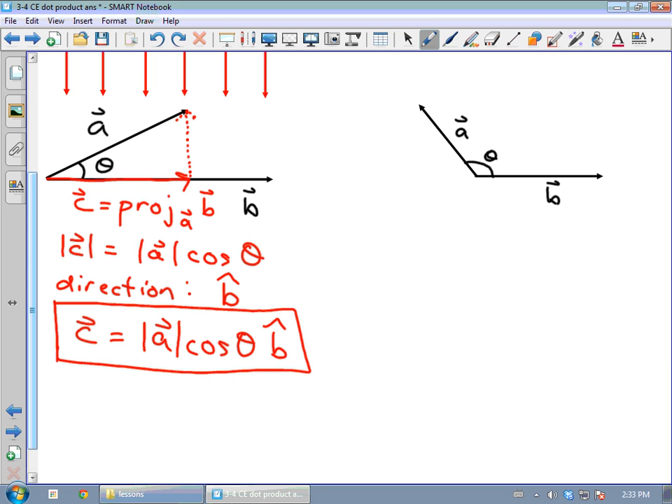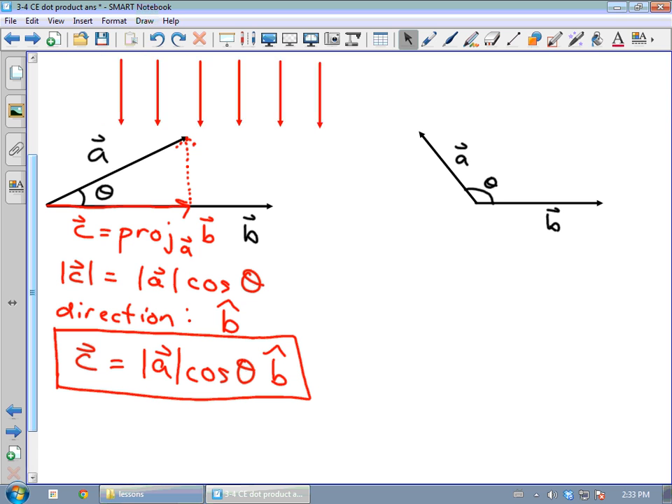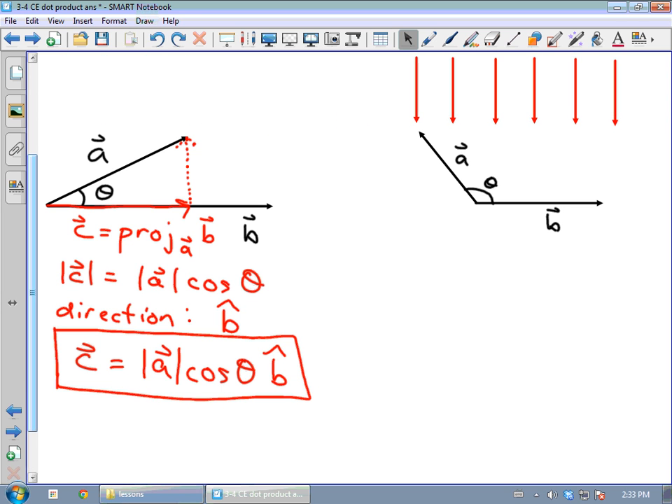Now, what happens if we have the situation that we have over here on the right, where the angle between the two of them is greater than 90 degrees? Well, if we imagine our bright light shining down here, we can imagine the shadow cast by A. The shadow, in this case, is going to come out like this. It's going to go in the opposite direction that B is pointing.